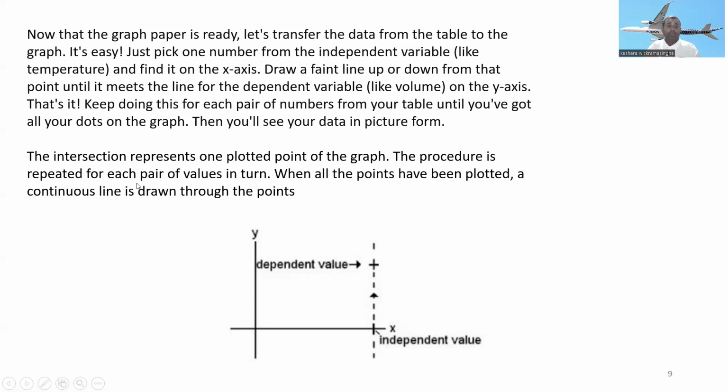The procedure is repeated for each pair of values in turn. When all the points have been plotted, a continuous line is drawn through the points. Okay, when you see so much information, then you can see these kinds of crosses in the graph. Then you can match it, right? Then you can see a continuous line.